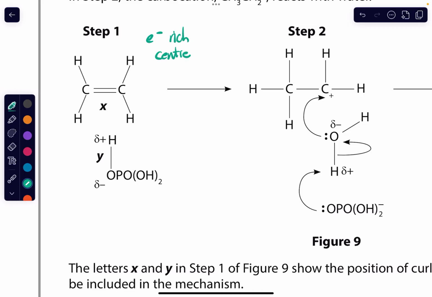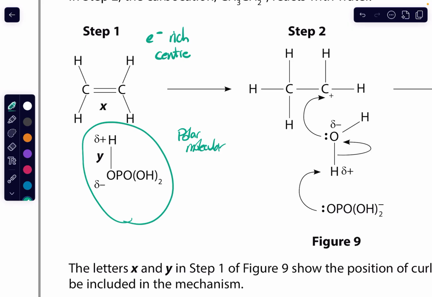Right, it's an electron-rich center. And then over here, I've got a delta positive hydrogen, and a delta negative oxygen. This means this is a polar molecule. And this is going to be an electrophilic addition, which means that this is our electrophile. It's got a region of positive, and it's attracted to a negative.